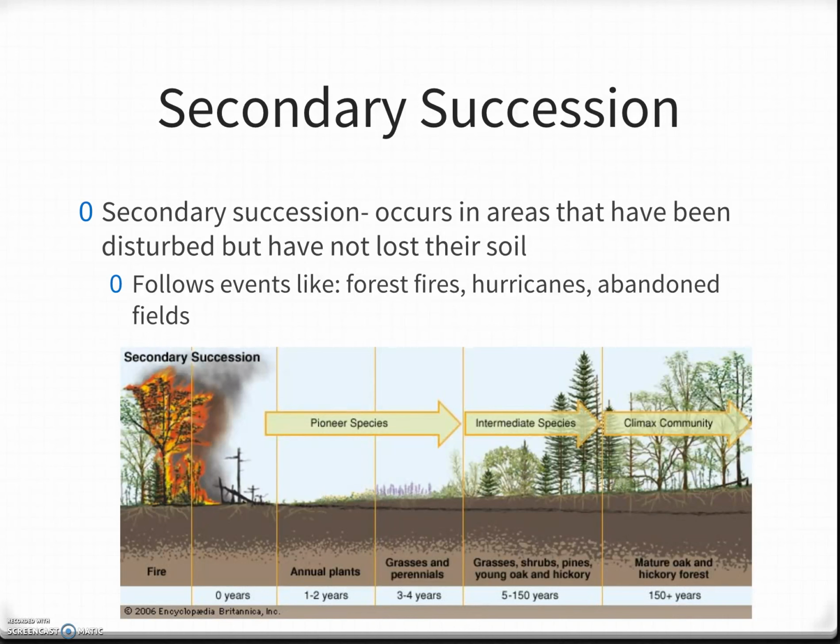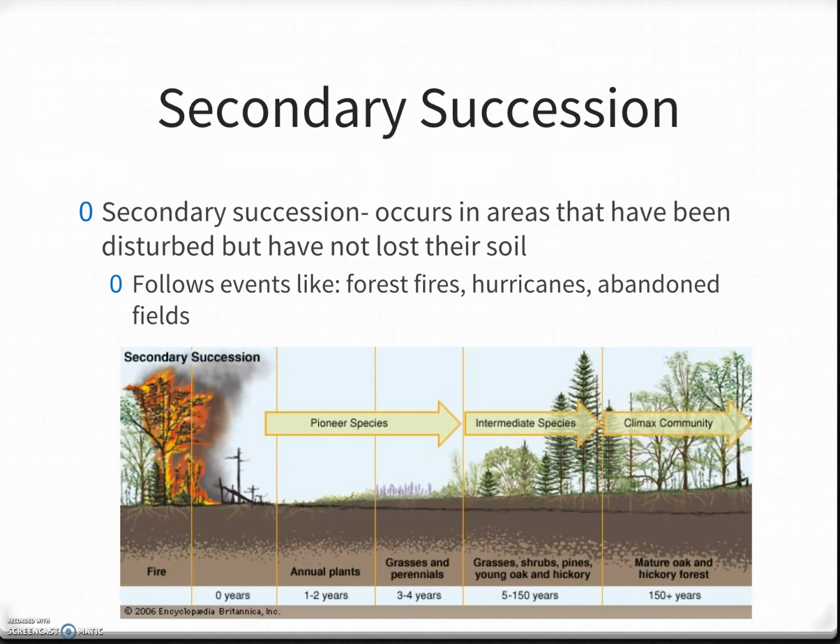Secondary succession is the same thing, but it occurs in areas that have been disturbed but have not lost their soil. So these are things like fires, hurricanes, abandoned fields. It's going to follow the same exact pattern, except it doesn't have to start with the bare rock and the lichen. We're just going to start with those annuals. So there are small plants, which then go to grasses and perennials, then grasses and shrubs and young oaks, and then mature oak and hickory forest. And look at that time frame. It takes a really long time.